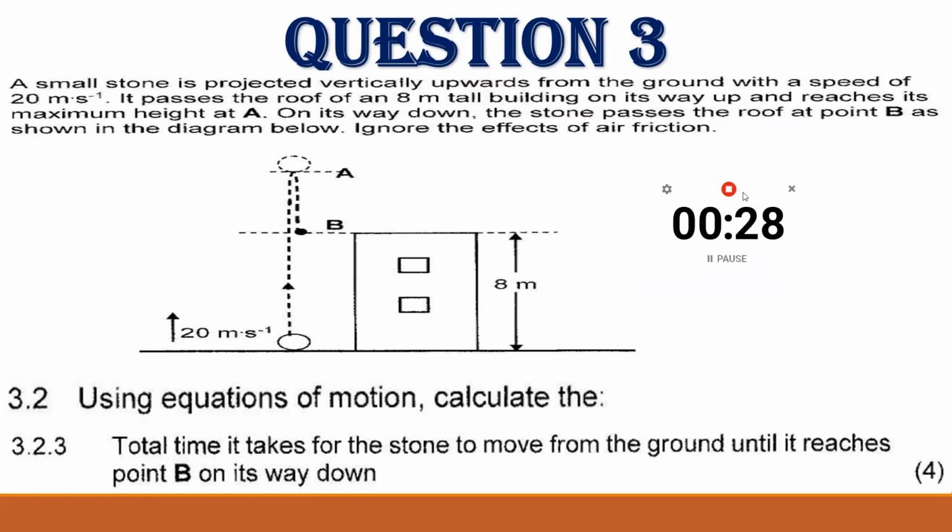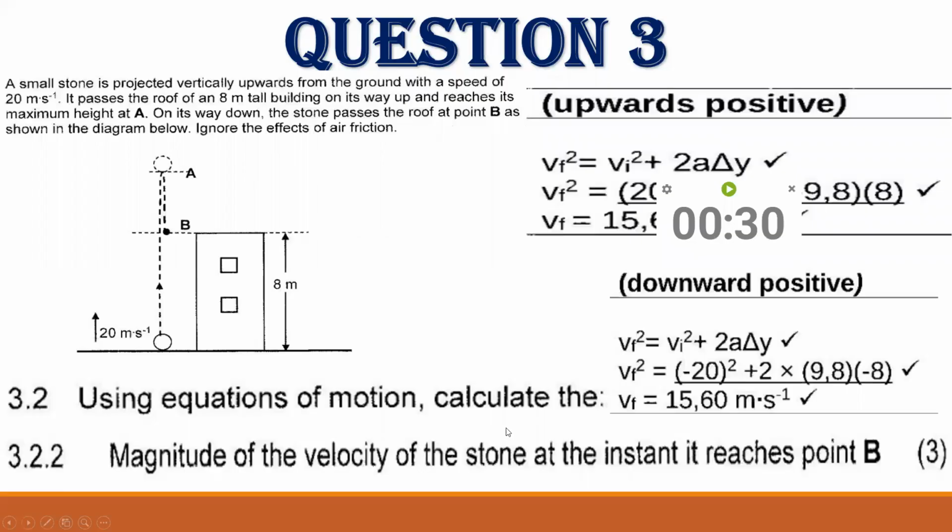Please try. Oh, sorry. What are we looking for? Total time it takes for the stone to move from ground until it reaches point B. So from ground to B, you calculate time. Oops, I'm lost. Okay, anyway, let's just double check. We answered already this one. Oh, sorry, we calculated velocity in the other question. Today I'm lost. Okay, we calculate velocity first.